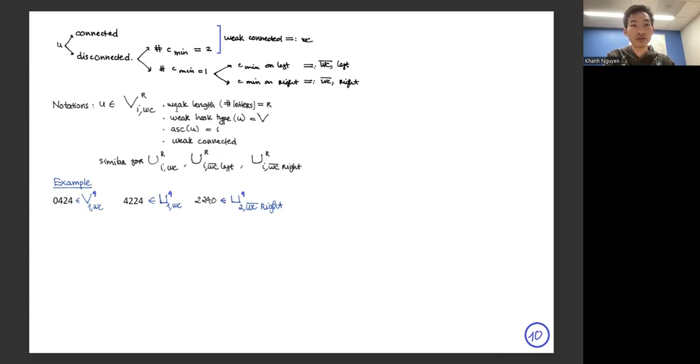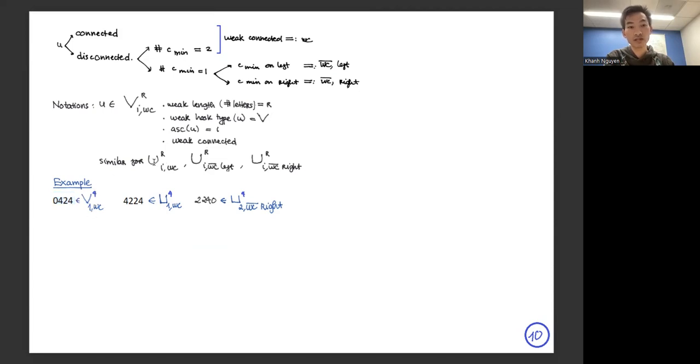So we encode the information of a word by some notation here. So for example, when I write big V and WC and I put r above, it means the number of letters, because this one is the weak length of the word. And V, the capital V, means the hook type of the word. So the hook type of the word is V. And the index i here means the number of ascents of the word u. And WC means weak connected. So for example, you can check this word 0, 4, 2, 4 belongs to the set W big V, 1 weak connected and 4.